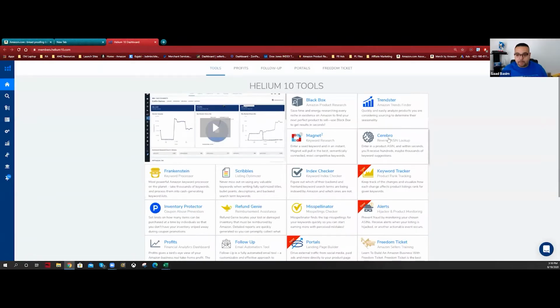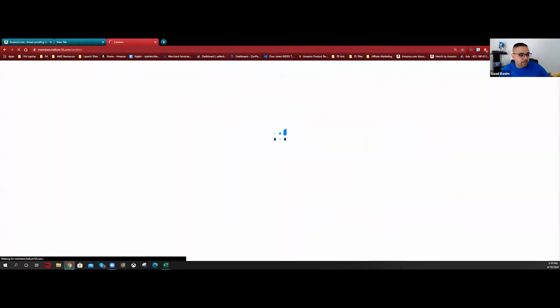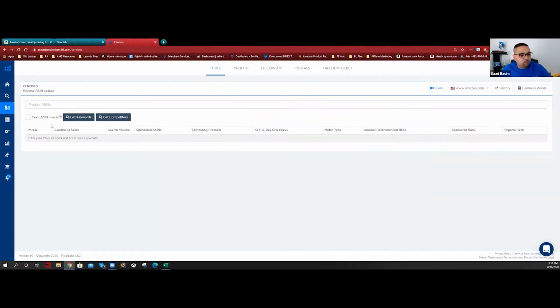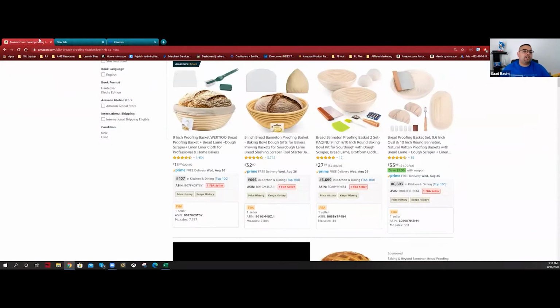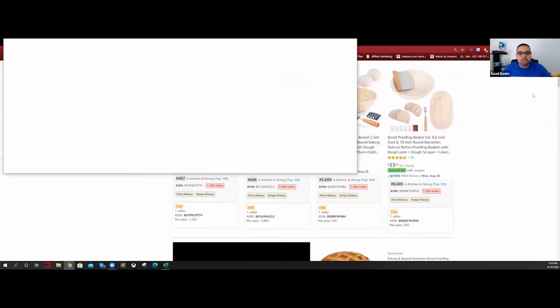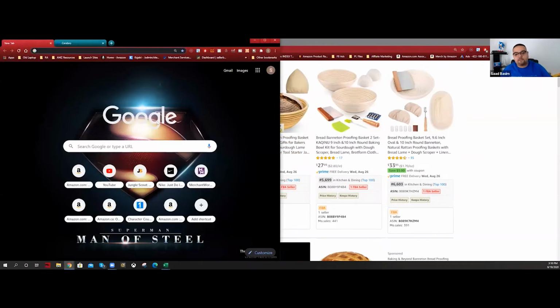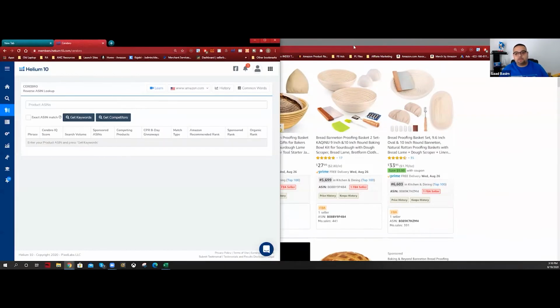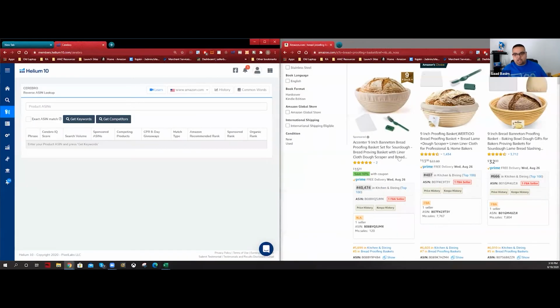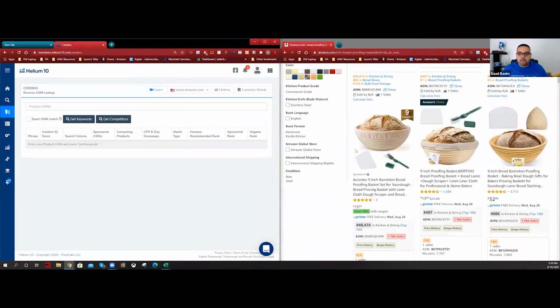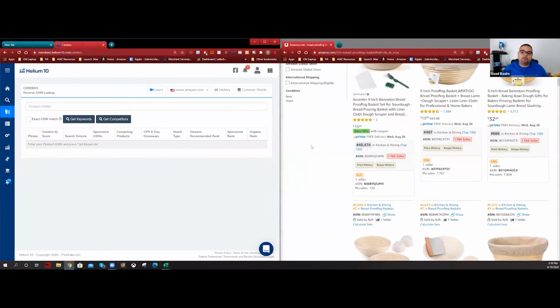Okay, we're gonna come here, we're gonna go to Cerebro. Once we get to Cerebro, now we would like to do reverse ASIN. So the first thing we're gonna do, and I'm going to split the screen just for the sake of ease, not because of anything else. So you will see two screens here, but let's go ahead and take the top competitors.